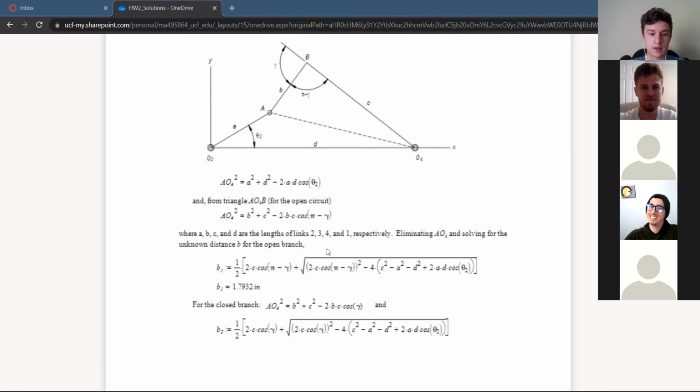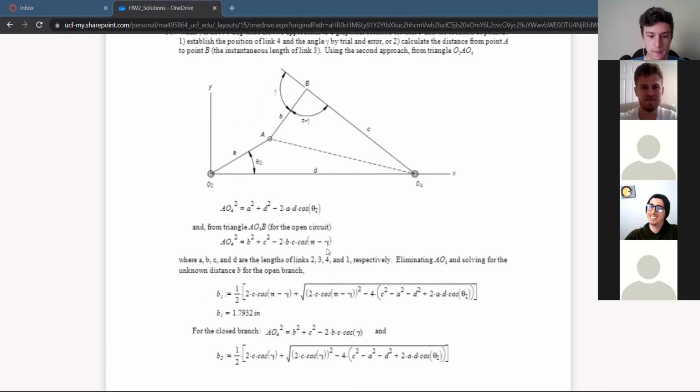Okay, so for the open circuit, the only differences between the open and the closed circuit is they're writing, yeah, like Stone says.